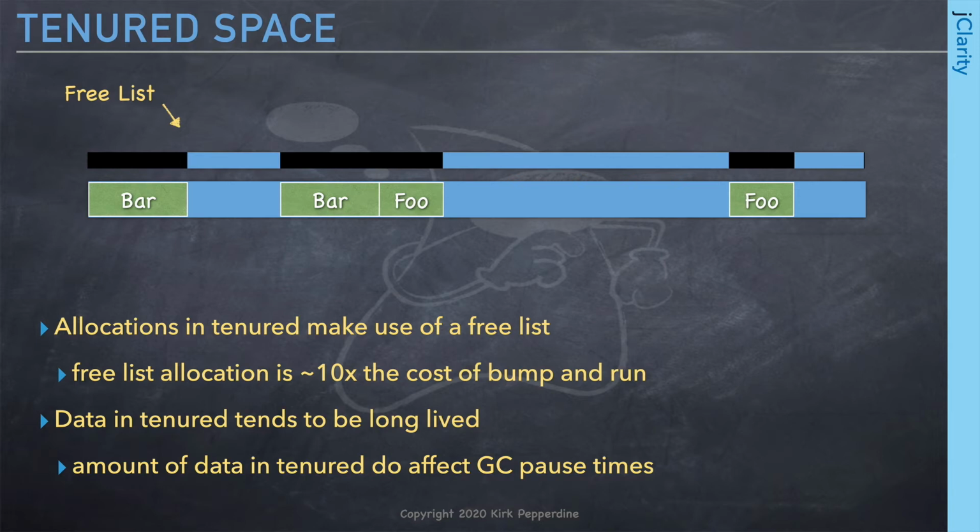Most of the data, from what we know, is generally very short-lived. So most of the data should never make it into tenured. So the fact that it's more expensive to deal with tenured shouldn't really be an issue. Shouldn't. But with high allocation rates, it certainly can be.